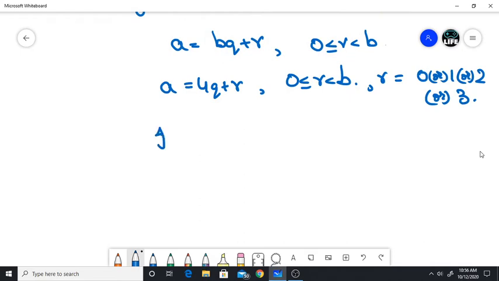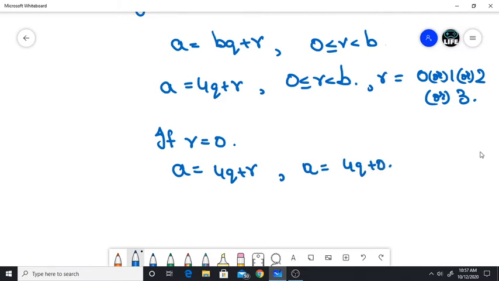So let's check if r equals 0. Then a equals 4q plus r, which gives a equals 4q plus 0. Any number multiplied by 4 gives an even number. So a equals even. Simple.